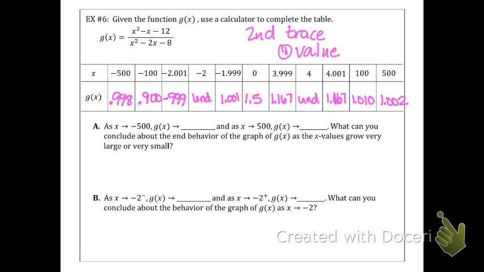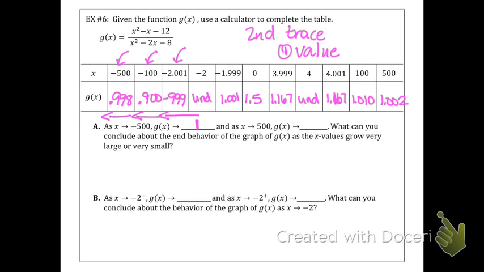All right, so using those numbers, it says as x approaches negative 500, g of x is approaching what? So look at your numbers here. As we're going towards negative 500, my y values are getting closer to what number? Well, at the negative 2.001, we were really small, and then these two are really close to each other, and both of them are really close to the number 1. So we're approaching 1 there.